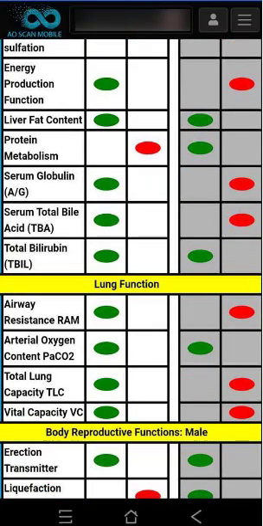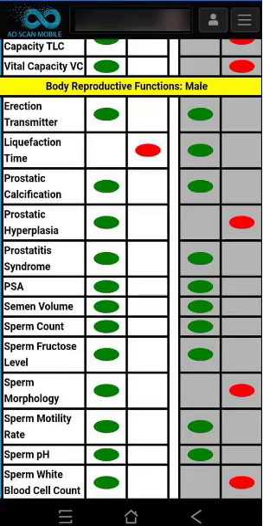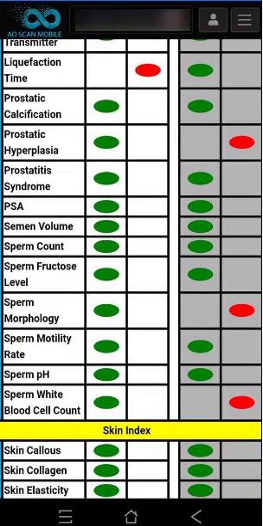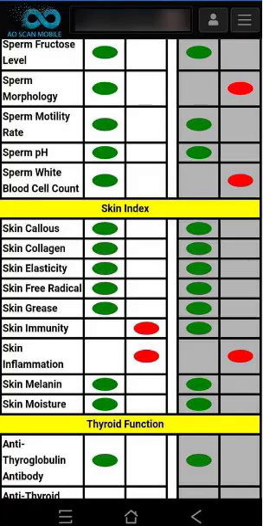Now we're seeing some damage in the lungs. Something I know about this person is that they went through COVID a short time ago, so probably some damage to the tissues of the lungs there that needs to be healed. And reproductive stuff is mostly good. What's not, I attribute to a lack of zinc and iodine, selenium perhaps. And skin index, skin inflammation, I think that would all clear up with more glutathione and other antioxidants.